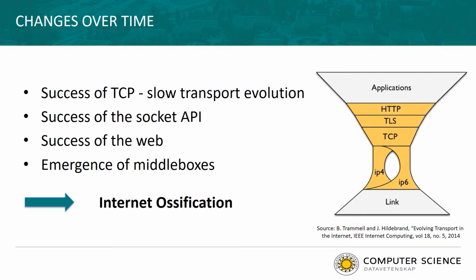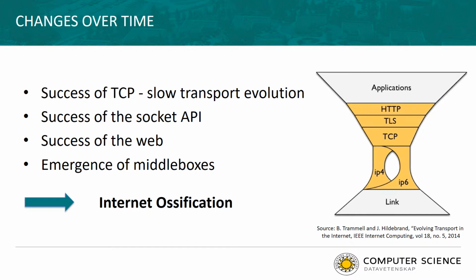And all these success factors and the large fraction of middle boxes have contributed to the Internet ossification, where today it is very difficult to introduce a new protocol over the internet or to change anything inside the network. So our IP hourglass that we saw on the previous slide has changed its shape.